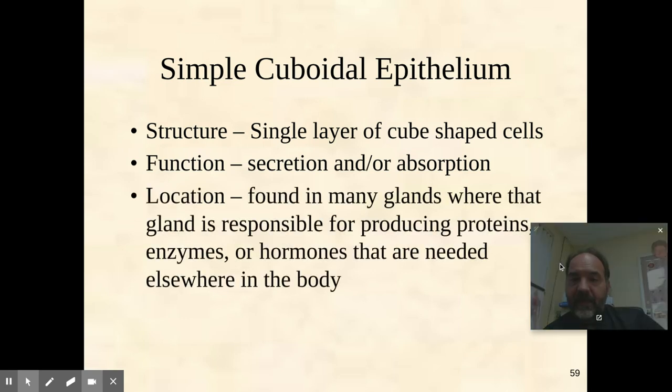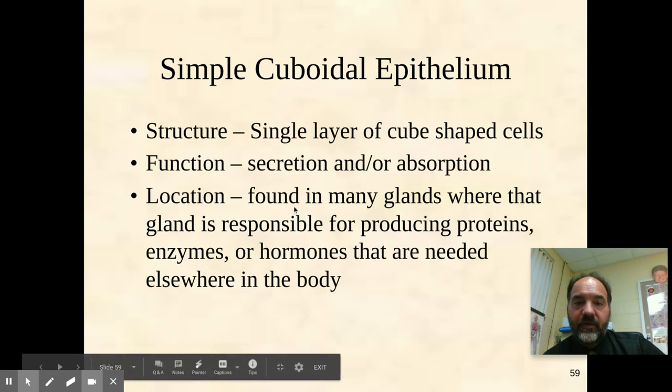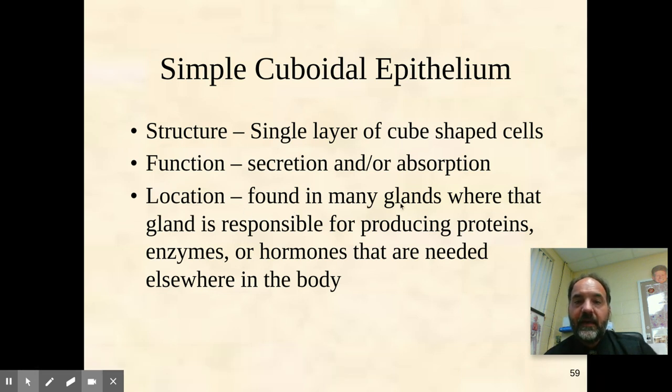All right, glands. Secretion happens in glands. So anytime you got a gland, it's going to be made primarily of simple cuboidal tissue, producing enzymes, hormones, and anything else needed elsewhere in the body.